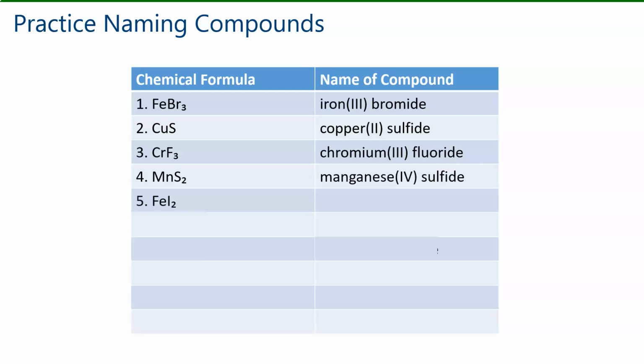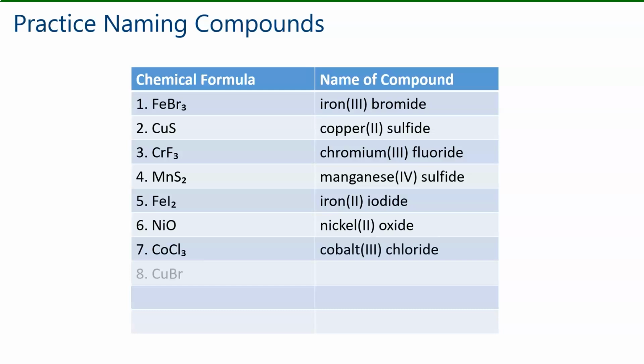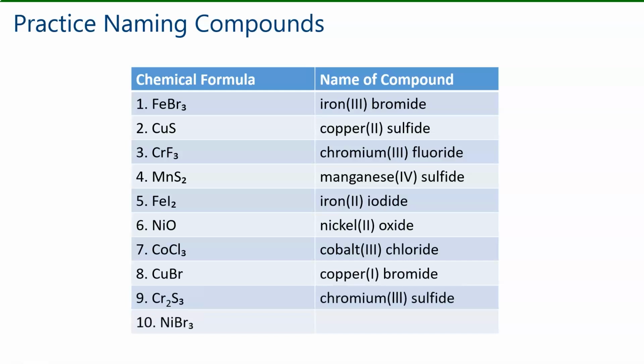Now we have FeI2, that's iron(II) oxide. Number 6 is NiO, and that one's nickel(II) oxide. Then we have CoCl3, cobalt(III) chloride, CuBr, copper(I) bromide. Number 9, Cr2S3, is chromium(III) sulfide. And our last one, NiBr3, is nickel(III) bromide.